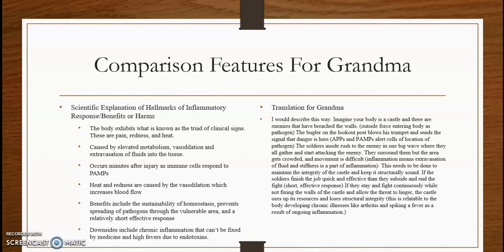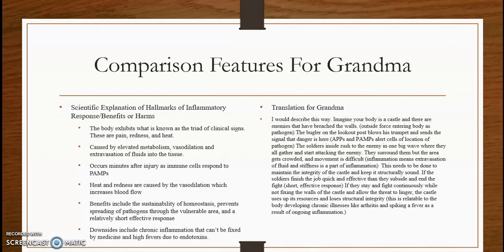On the left, the body exhibits what is known as the triad of clinical signs. These are pain, redness, and heat. This is caused by elevated metabolism, vasodilation, and extravasation of fluids into the tissue. It occurs minutes after injury as immune cells respond to PAMPs. Heat and redness are caused by the vasodilation, which increases blood flow.